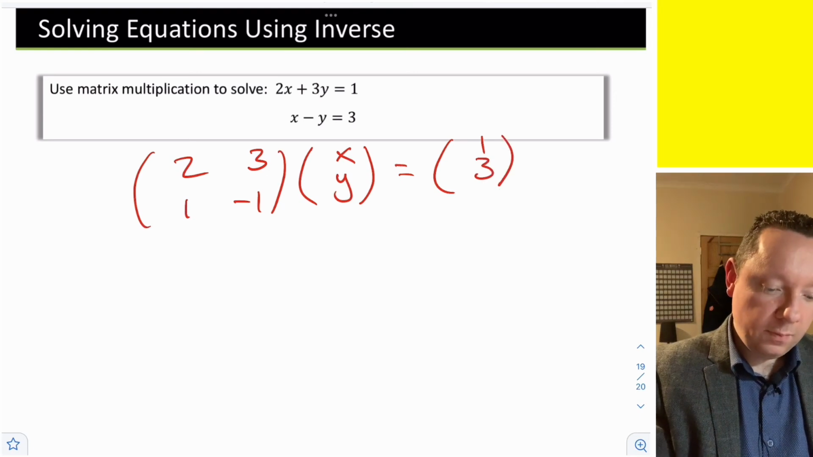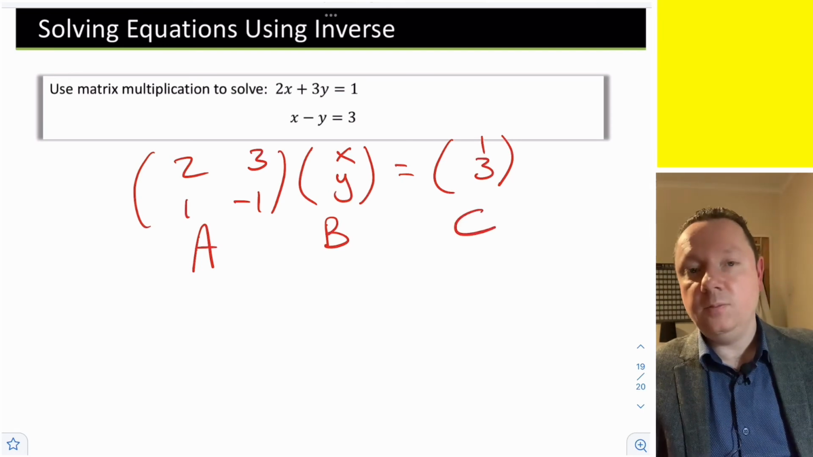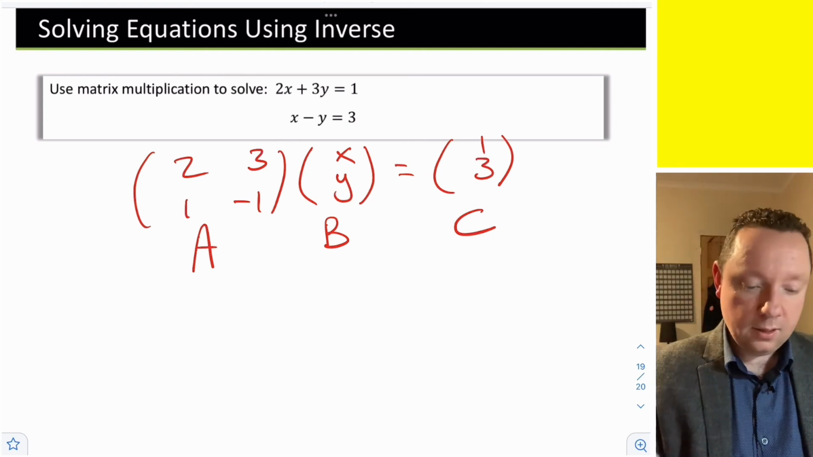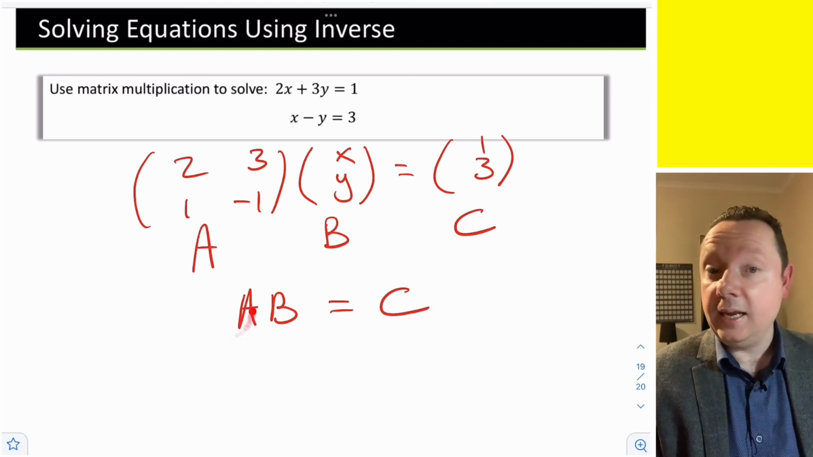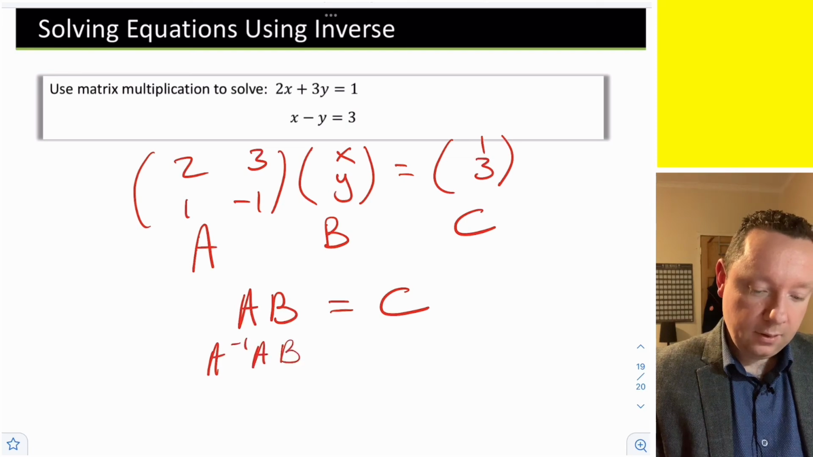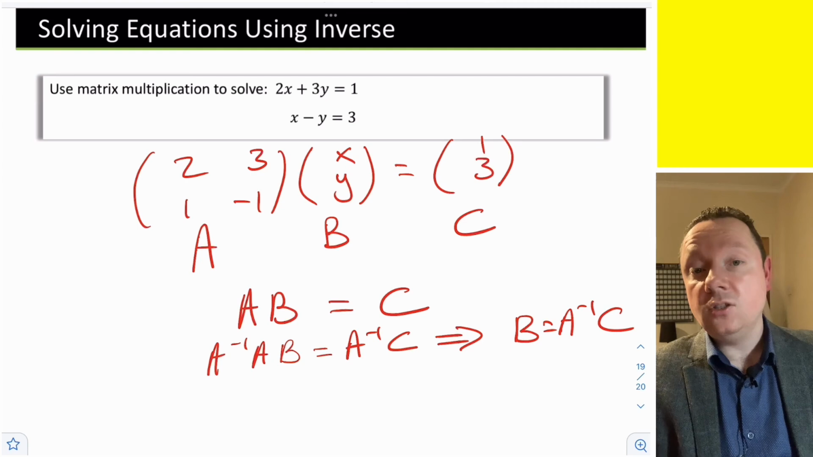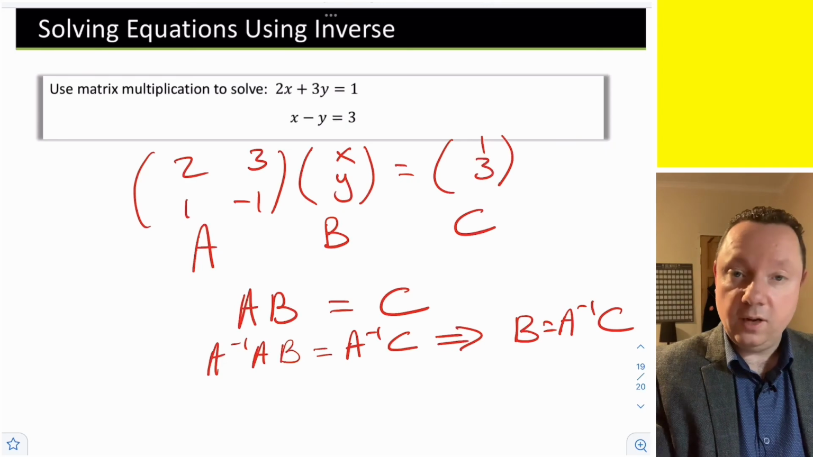So remember, we could just call this matrix A, and this matrix B, and this matrix C. And essentially what we're saying is A times B equals C, as a matrices. AB equals C. I want to know what B is though. So I can get rid of A by timesing it by A inverse on this side. A inverse AB equals A inverse C, or in other words, B equals A inverse C. So if I can work out the inverse of A, times it by C, that will give me matrix B, which will tell me what x and y is. So let's just do that now.